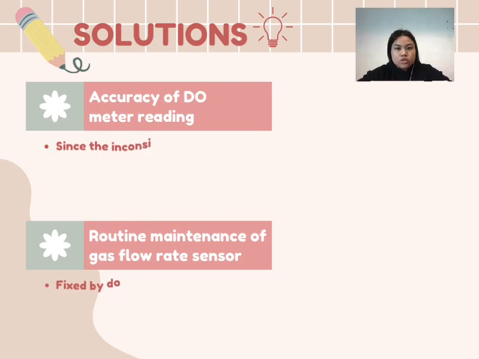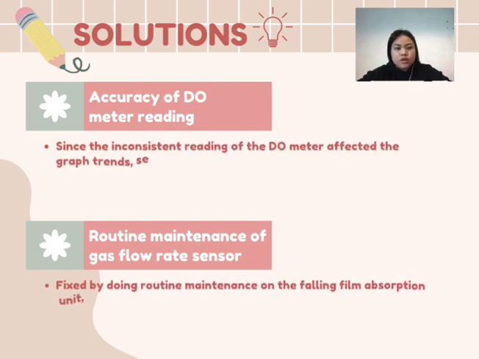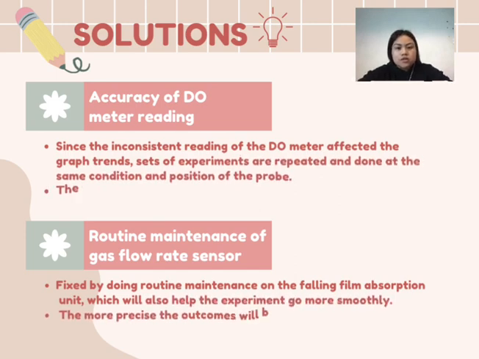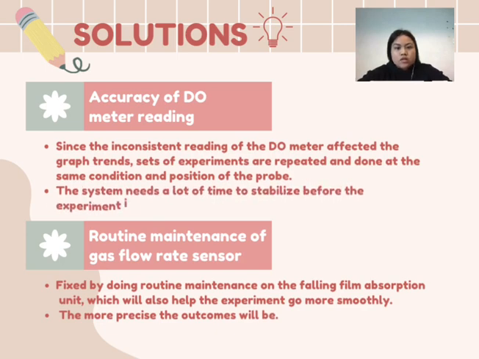This is the solution to solve the problems in the falling film absorption unit. First is accuracy of the DO meter reading. Since the inconsistent reading of the DO meter affected the graph trend, the set of experiments are repeated and done at the same condition and position of the probe. The system needs a lot of time to stabilize before the experiment is conducted.